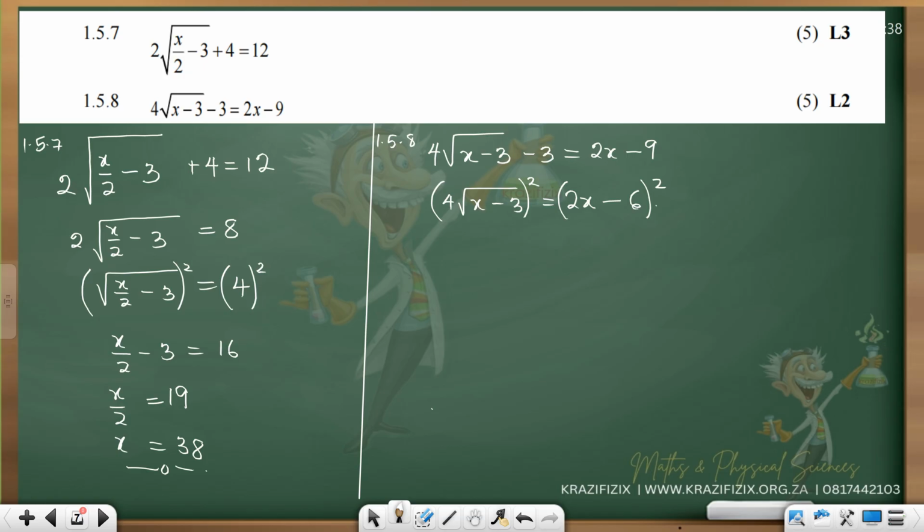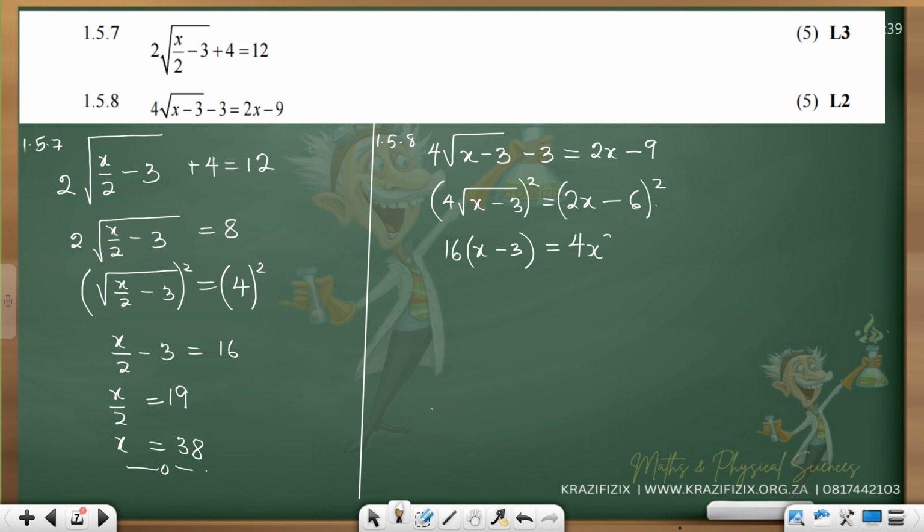Now, look at this one. The 4 is also squared. The 4 is also what? Squared. Now, what is 4 squared? 4 squared will be 16. And then I'll have my x minus 3. Please, I hope that makes sense. It is 4 times 4, which is 4 squared. Then the root is also squared.